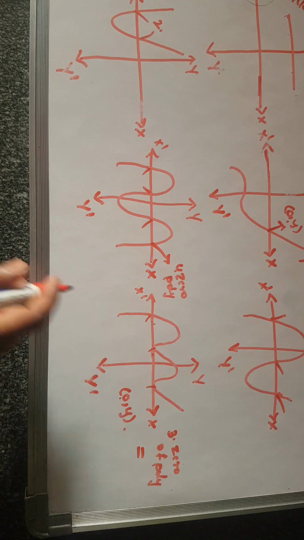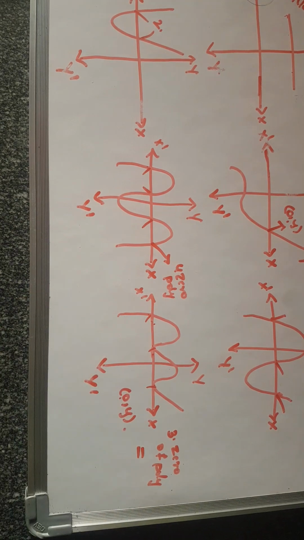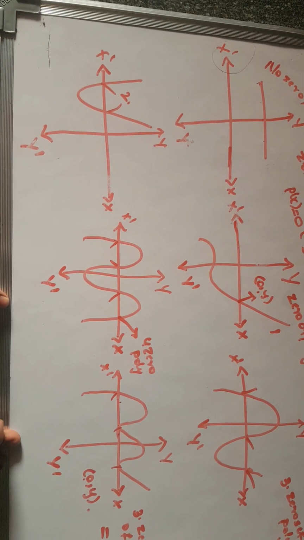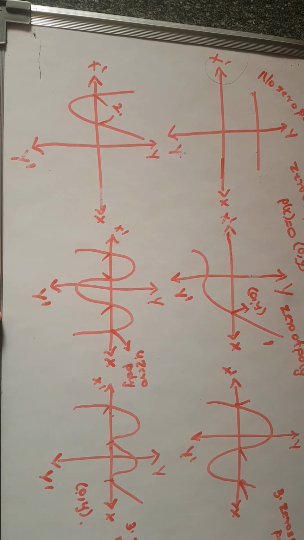This is the graphical representation of the zeros of polynomial. Okay, now let us continue with the next problem.